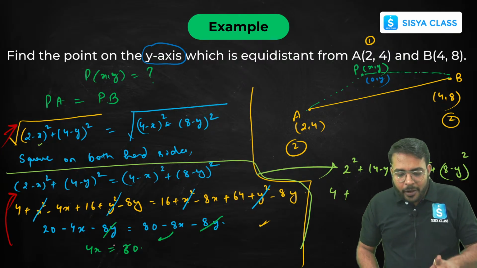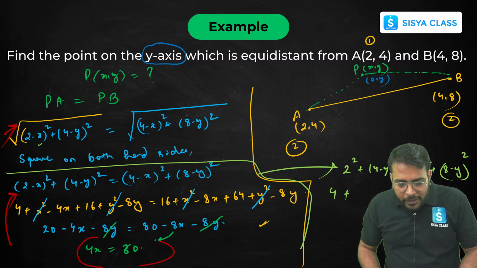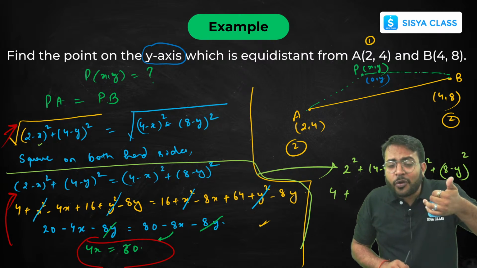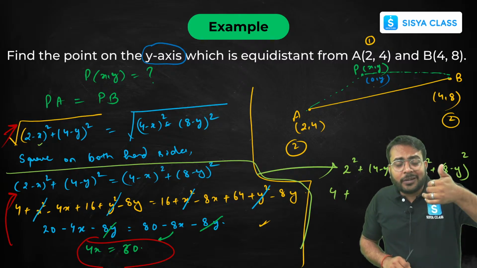All right, why? Because when you solve like this, if you solve by taking x and y, at that time you are going to get your x coordinate. Understood? But the condition is what?